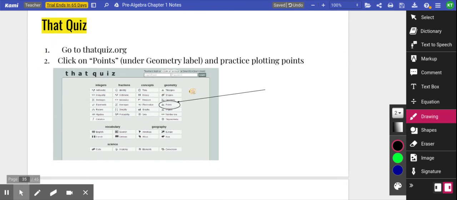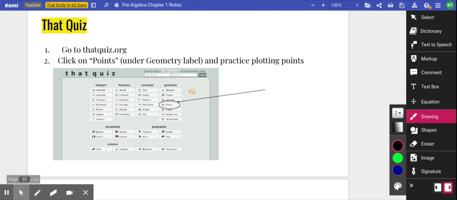And you're going to practice these. So if you type into a separate tab thatquiz.org, this site should pop up. What I want you to do is click on points. It should be 10 questions, tried on level 5, don't need a timer.